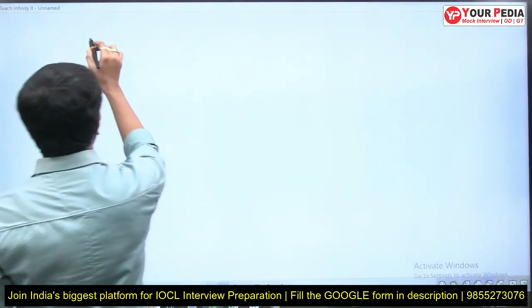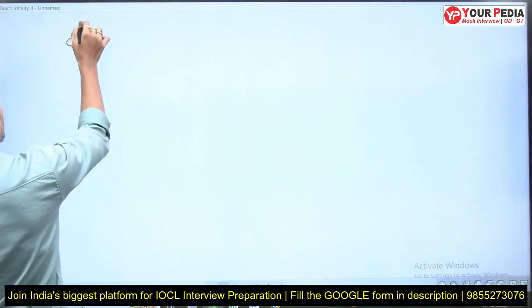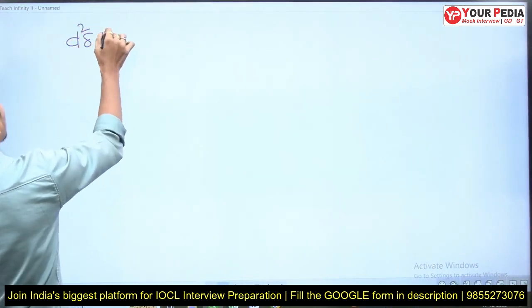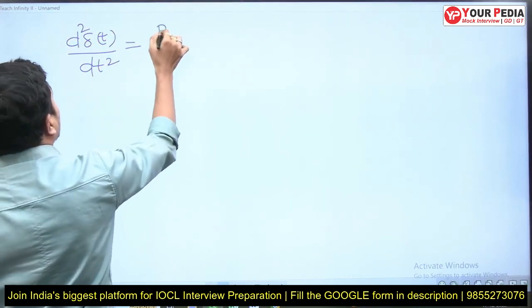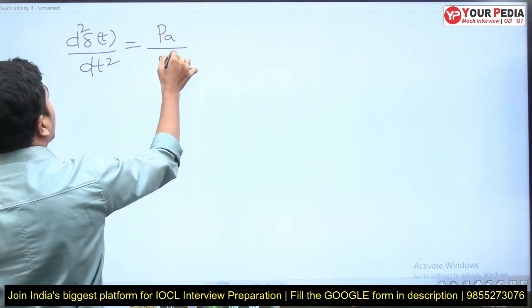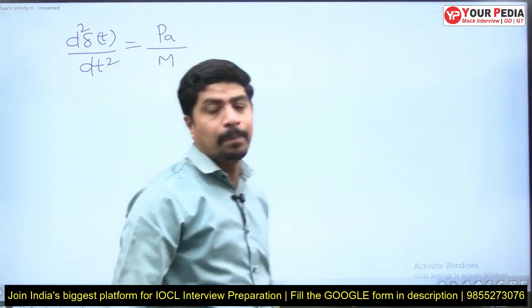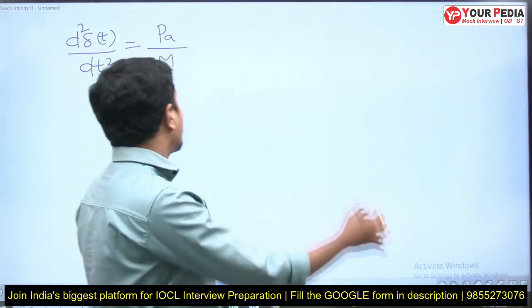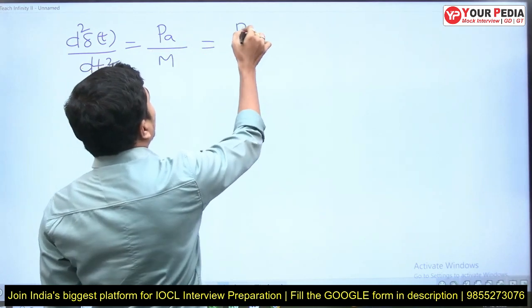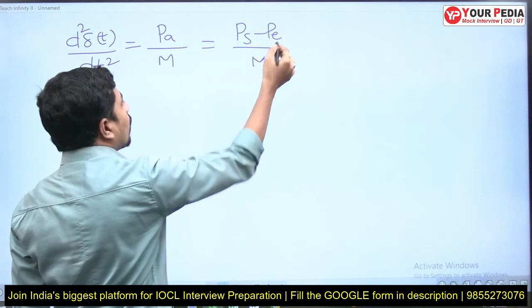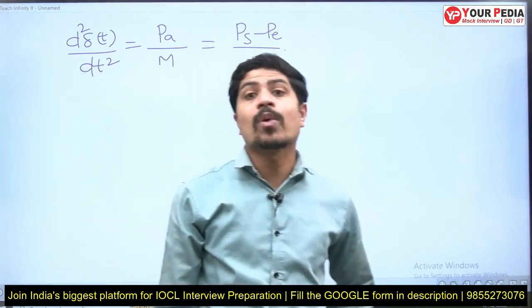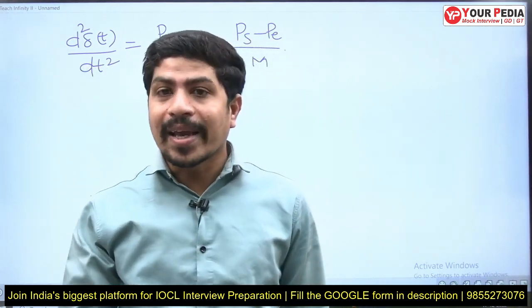So I am writing here d square delta of t by dt square is equal to Pa by M, where Pa is equal to Ps minus Pe. What is d square delta by dt square? Rotor angular acceleration.